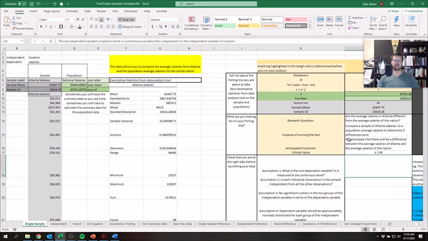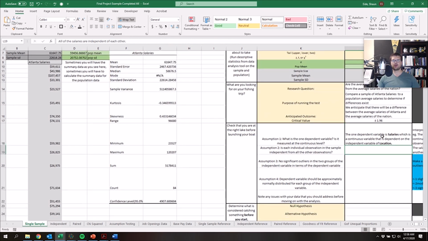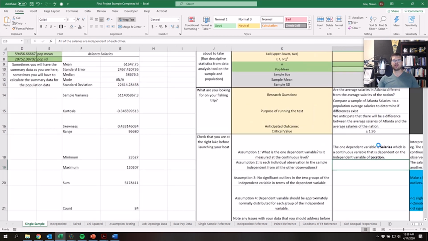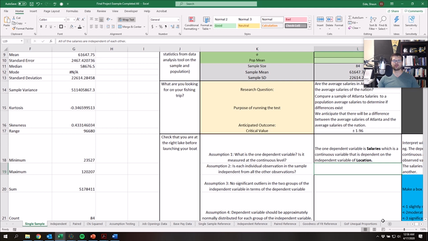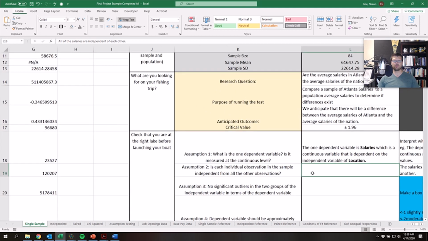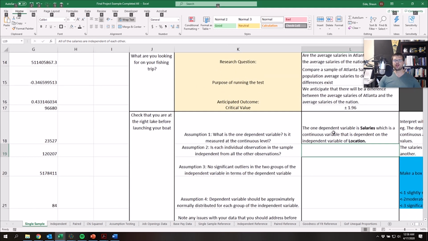And so there is one dependent variable, and I'm going to just put that in black. There we go. There is one dependent variable, which is salaries, which is a continuous variable that is dependent on the independent variable of location. Sorry, I'm going to just zoom in a little bit more, that way you can see everything. One dependent variable, salaries, and then one independent variable, location.